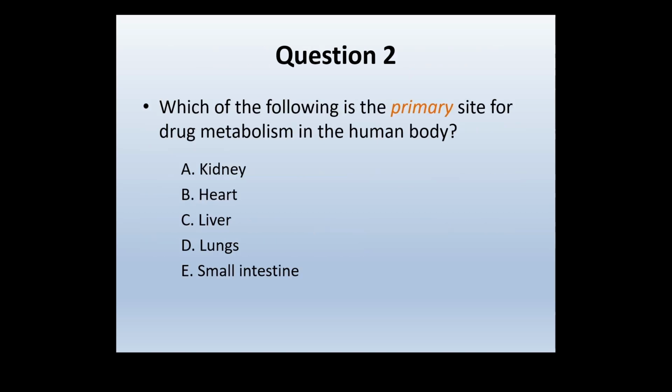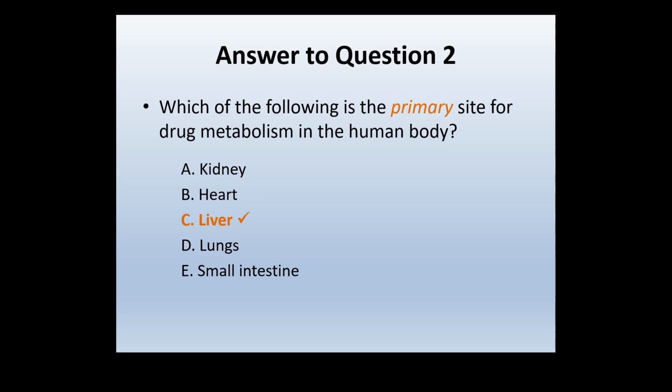Question 2 is as follows. Which of the following is the primary site for drug metabolism in the human body? Option A, kidney. Option B, heart. Option C, liver. Option D, lungs. Option E, small intestine. The answer is option C, which is liver.